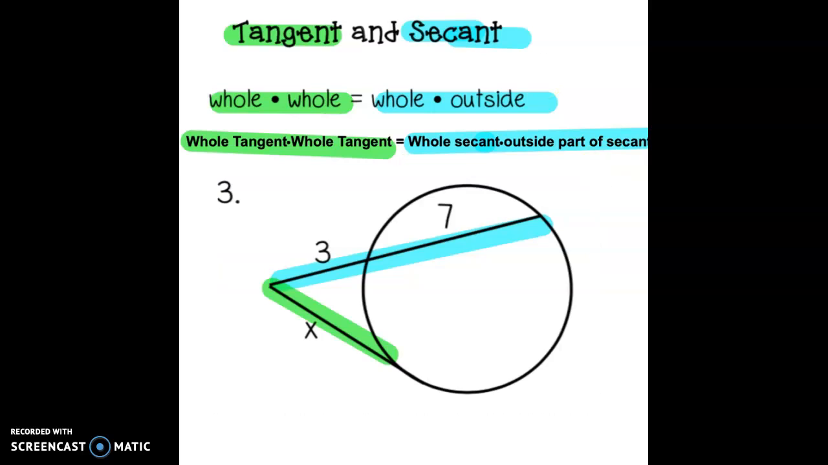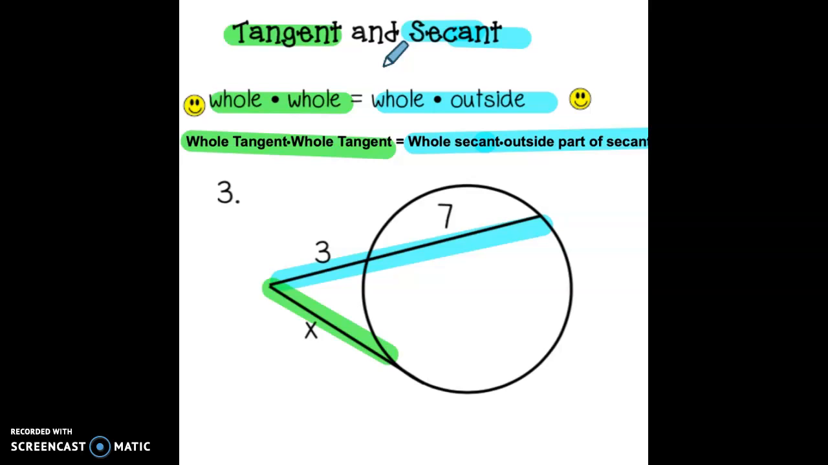Okay, so now that we've reviewed what the word tangent means, what the word secant means, and we've looked at this example right here, and we've decided which segment is tangent to the circle and which segment is secant to the circle, we can revisit this formula that we looked at last week. Where I have this smiley face, this is the formula we looked at last time. We said when we have a tangent and a secant, it's whole times whole equals whole times outside. And so I know that we were having some confusion, some trouble with that, so I reworded it.